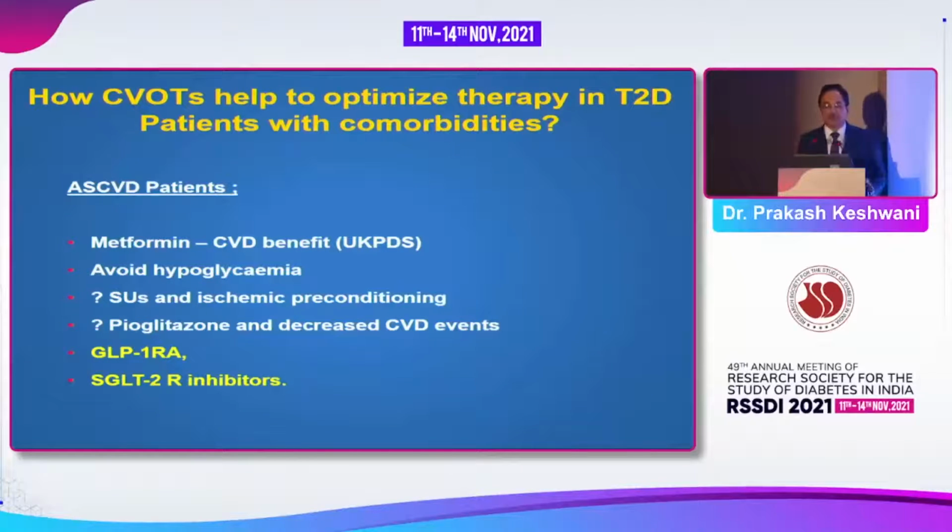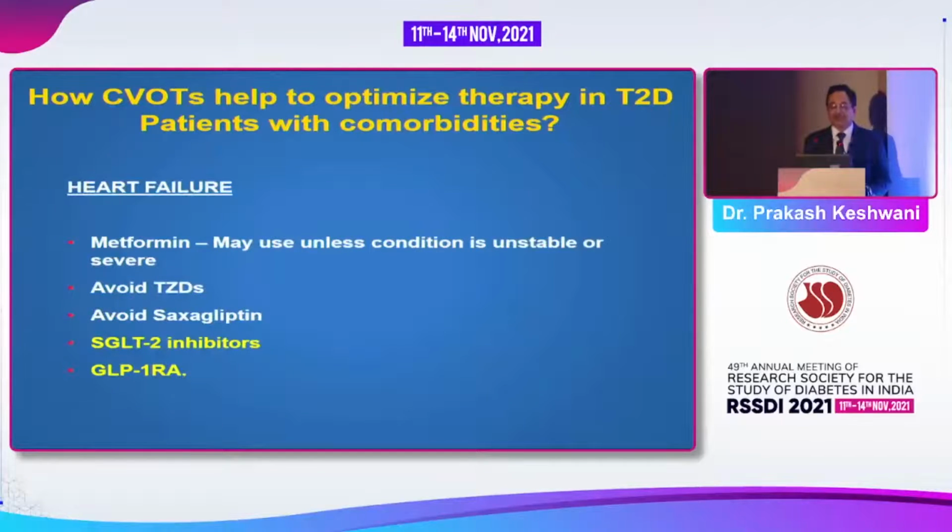So now coming over to how CVOTs help us to optimize therapy in type 2 diabetic patients with comorbidities. These trials suggest that those patients who have ASCVD can be treated with the GLP-1 receptor agonist and SGLT2 inhibitors, as both of these drugs have come out with positive outcomes as far as cardiovascular disease is concerned. The patients who have tendency to develop heart failure, SGLT2 inhibitors are the drug of choice for these patients, followed by the GLP-1 receptor agonist.